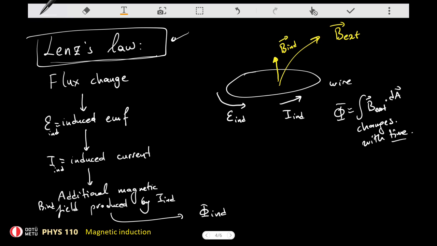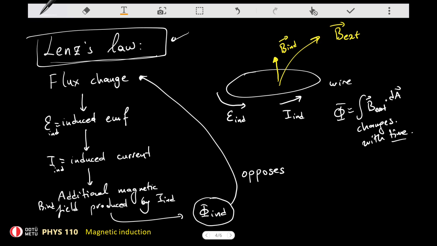Now, what Lenz's law says is that everything started by this flux change, this original flux produced by the external magnetic field. And at the end, because of this chain of physical influences, there's a new flux produced. So this induced flux somehow opposes the change that actually started everything. Right? This is just in an opposite direction.